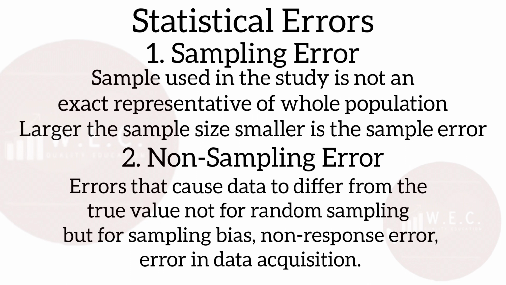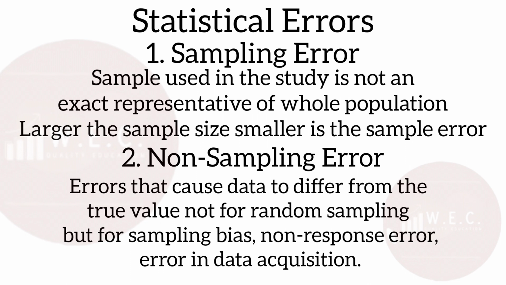Non-sampling error is a statistical error that does not occur due to the randomly selected sample. The common types of non-sampling errors include sampling bias that occurs when the sampling plan is such that some members of the target population could not possibly be included in the sample.